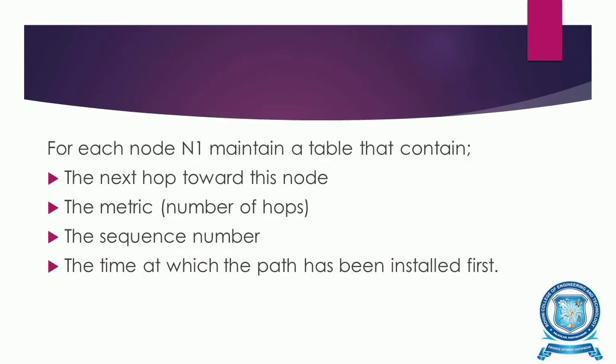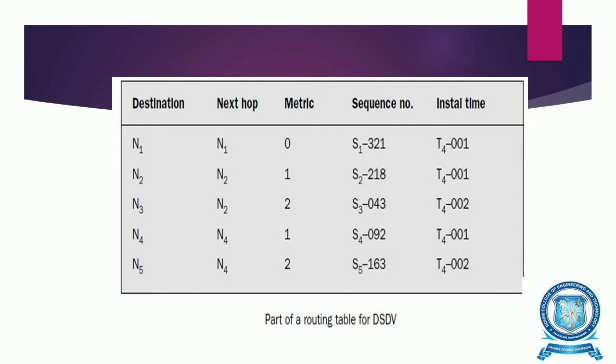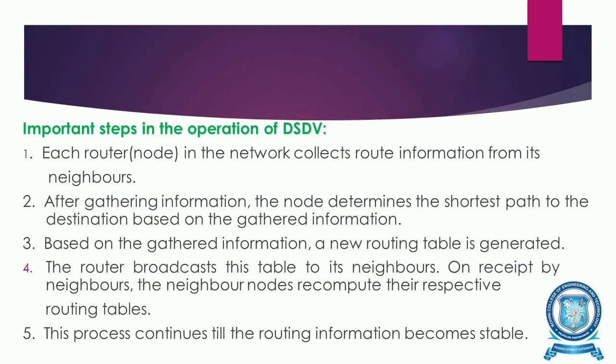So we have 5 nodes. Each node, for example N1, maintains a table that contains the next hop towards each destination, the metric, which is the number of hops, the sequence number, and the time at which the path was first installed. That is given in the following table. Destination is the node to be reached, next hop is the other node to which we go, metric is the number of hops, sequence number we have already discussed, and install time is the time of arrival.